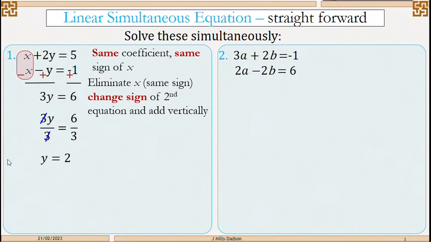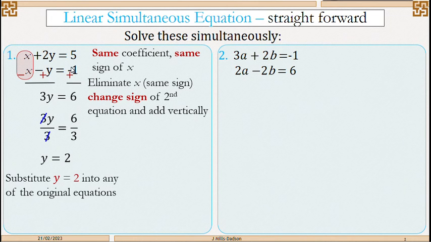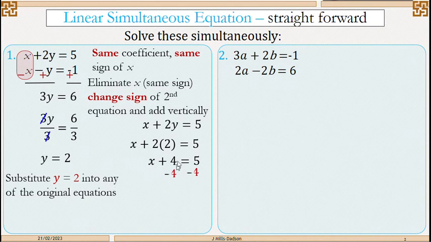So having found y, now put the value of y into any of the two equations to find x. So we're going to substitute y, which equals 2, into any of the original two equations. I've picked the first one. x plus 2y equals 5. If y is 2, it means 2 times 2. That's our second step. So when I work it out, I'm going to have x plus 4 equals 5. And if I take away 4 from both sides, x will be equal to 1.